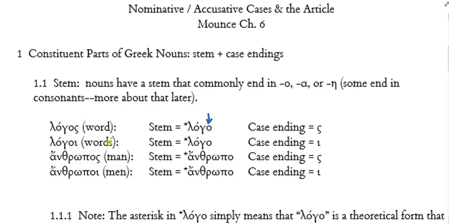Logoi is the word for words, and this includes the stem, logo, but here the case ending iota, and that pluralizes it. Anthropos has the stem anthropo, ends with an omicron, all of these do, and sigma for the case ending: man, one man. Anthropoi is plural, men, same stem, but a different case ending. So all nouns have both of these, at least a stem and a case ending.